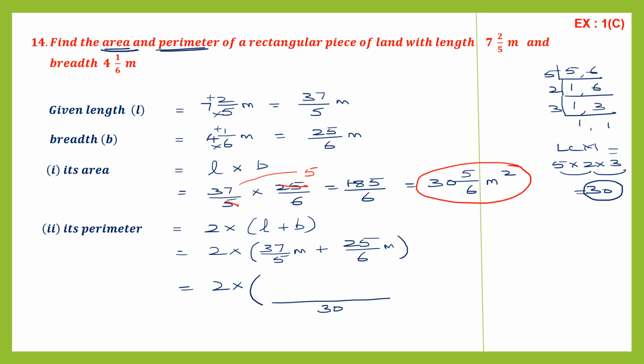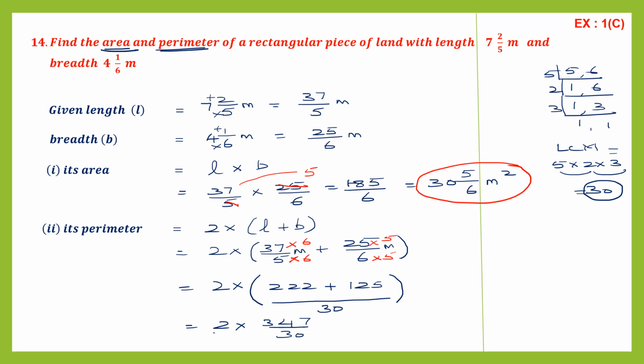Now there are different ways of finding the numerators. So here let's do this. 5 sixes are 30. Let's multiply 37 by 6. 37 into 6 is 222. So let's write that, 222 plus. Now here it is 6 fives are 30. So multiply 25 also by 5, which is 125. So close brackets here. So now this will be 2 into (222 plus 125) over 30, and that's 347 over 30.